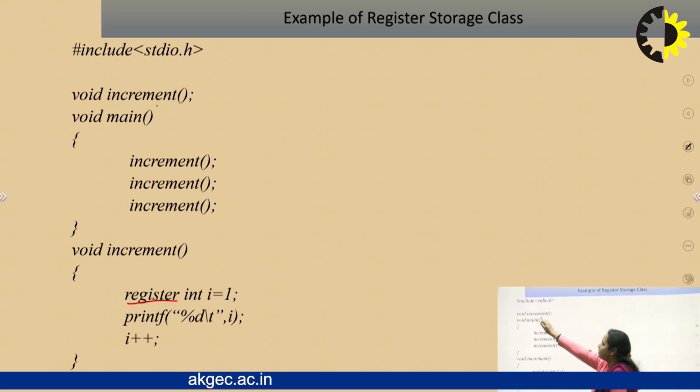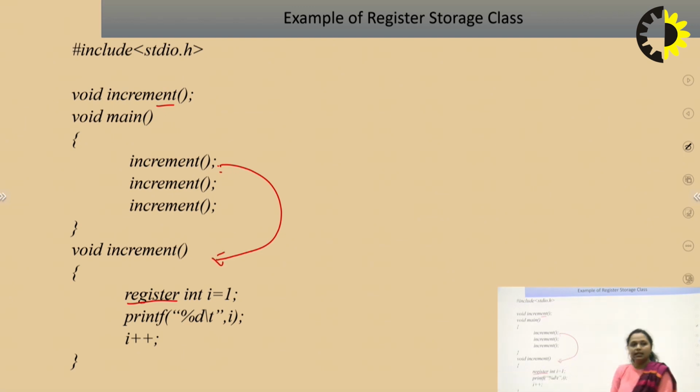So when we execute this particular program, within main we have the increment function. So this is the function call. Whenever the function is called, the function definition is accessed. Within the function definition, it is written register int i equal to 1, because this time we are going to discuss register storage class. So register int i equal to 1 means variable i of type integer has been declared, whose storage class is register.